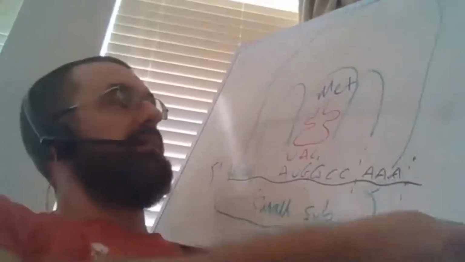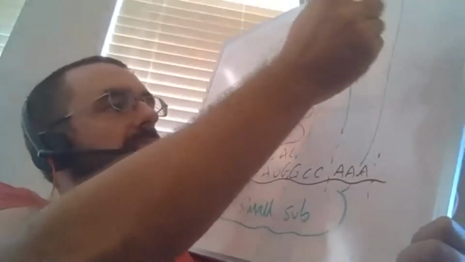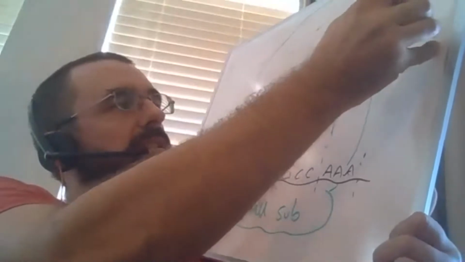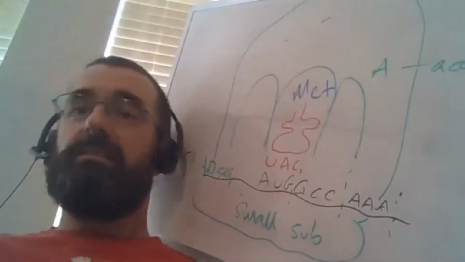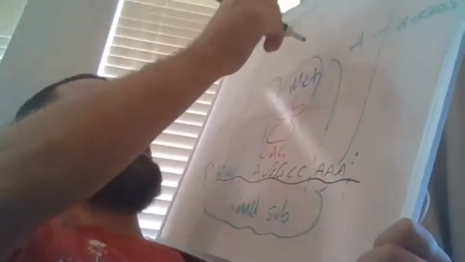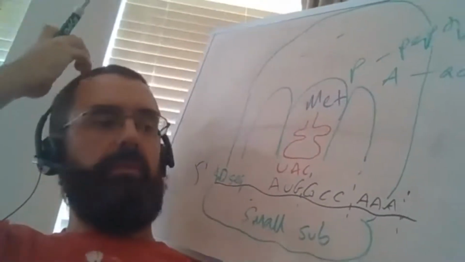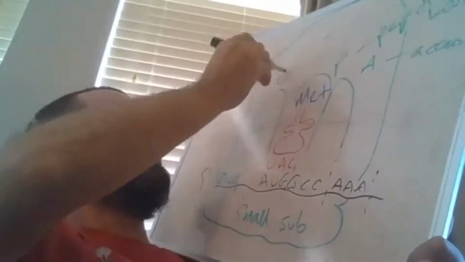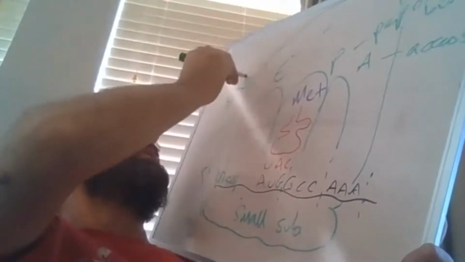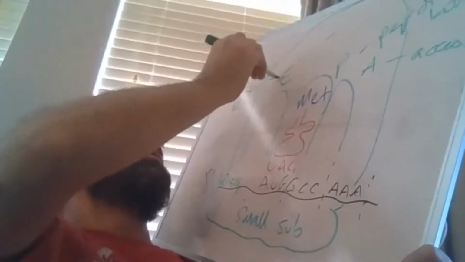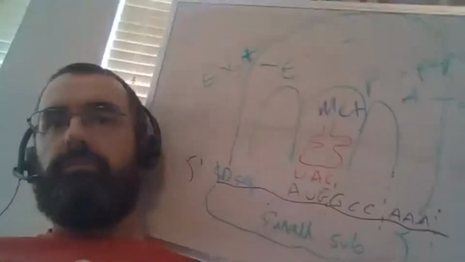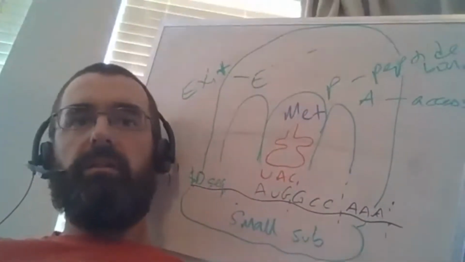All right, so again, this is our A site. I like to call it access, just because it's easier to remember. This is our P site, that's our peptide bond formation site. And then this is our E site, which is our exit.